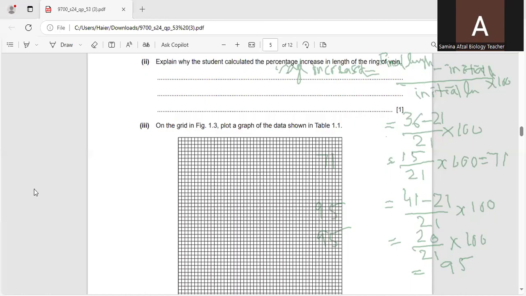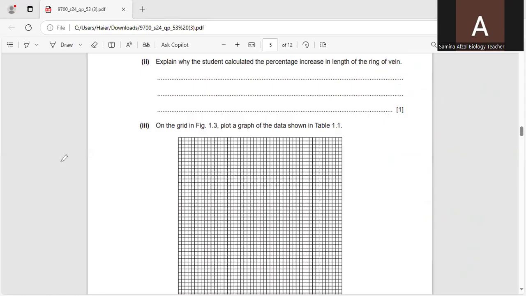And next question is, explain why the student calculated the percentage increase in length of the ring of the vein. So question arises that why, as you know, the percentage increase in length is calculated to express the change in length relative to the original size. Secondly, the percentage increase provides a standardized way to compare changes in length across different objects. Here we are calculating the percentage increase in the ring of the vein. So it is a way to compare an artery to a vein.